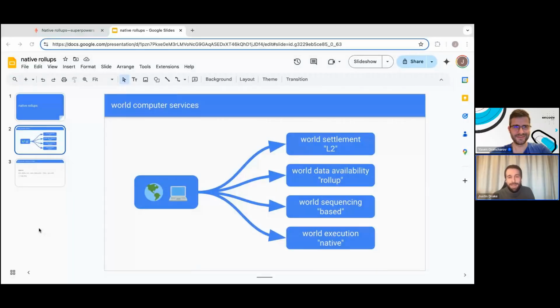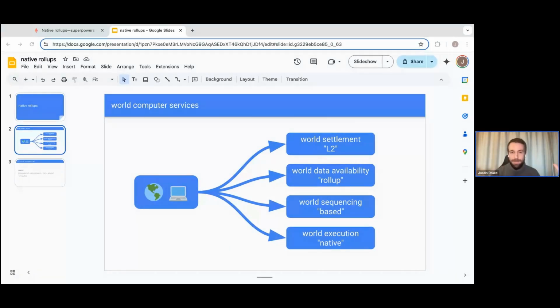Okay, perfect. So today I've only prepared 2 slides. This first slide here is to try and zoom out and provide a little bit of context on what the topic of today's discussion is. If you consider the world computer, really it provides multiple services. There's multiple layers to the stack, if you will. So one of the services that the world computer provides is settlement.